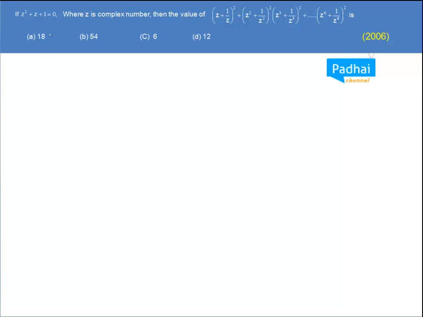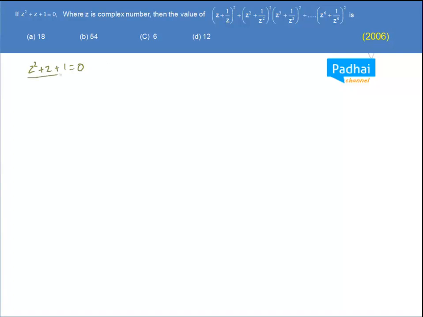Okay, now let us take the AIEEE 2006 problem, which says if this quadratic is given to you in complex number, you have to find the value of this expression, which is (z + 1/z)², (z² + 1/z²)², and this goes on up to 6 terms. It's again a very standard question, and those students who know the meaning of this quadratic equation would have easily done this question.